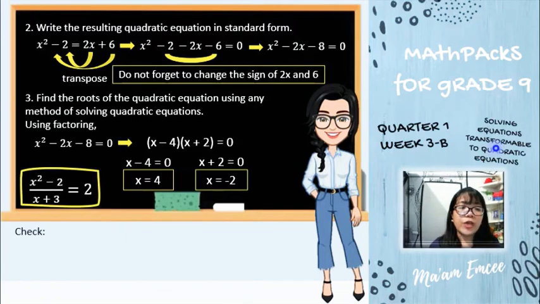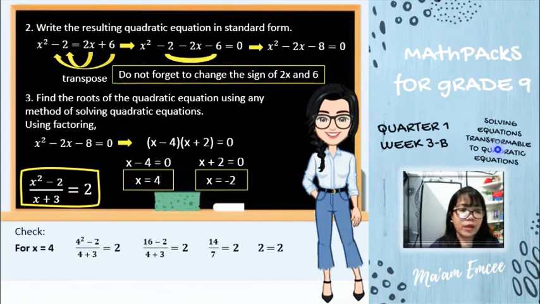Now, we check again with our original equation. Our original equation, x squared minus 2 over x plus 3 is equal to 2. So we need to substitute each of these values in our original equation. Then we check whether each value satisfies our original equation. So first we have x is equal to 4. So we substitute every value of x here by 4. So instead of writing x squared, we write 4 squared minus 2 over 4 plus 3. And that must be equal to 2.